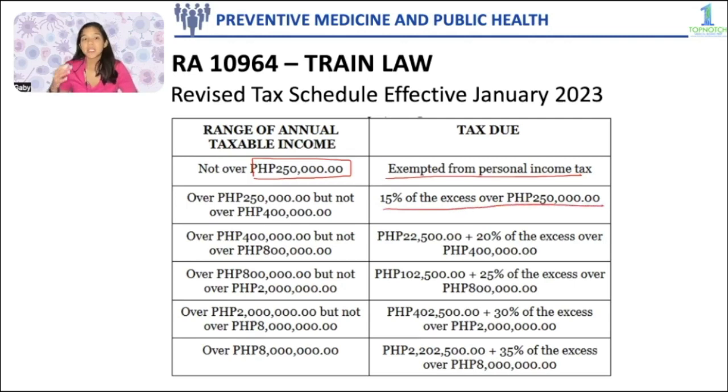What does that mean? Even if you're earning 400,000, for example, yung 250,000 that you started with, that will still not be taxed. What will be taxed 15% is whatever is in excess of 250,000. So if you're earning 400, may excess ka of 150,000, yung 150,000 na yun ang itatax ng 15% of the excess. And that carries on as you increase your income bracket. So over 400K but not over 800K, you would pay a base tax of 22,500. And then anything over 400K, you would pay 20% off. So the percentage of the tax you pay increases together with your annual income.